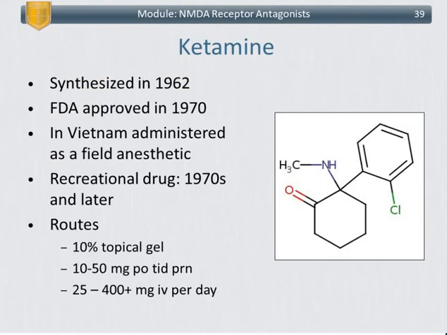Okay, let's go through these drugs a little bit. Ketamine, a synthetic drug first synthesized in 1962, FDA approved in 1970, used in the Vietnam War as a field anesthetic, became a recreational drug in the 70s and subsequent. It is only commercially available in IV form, but it can be compounded by compounding pharmacies into a topical gel or into an oral capsule. And I give typical doses here at the bottom.